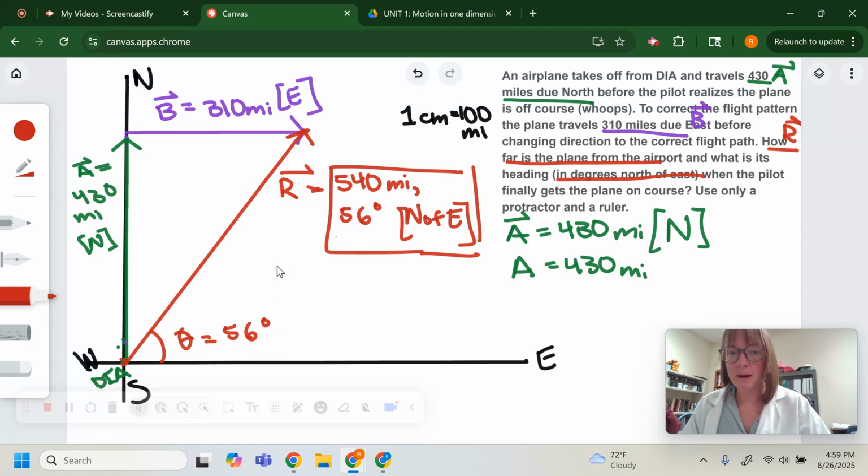That is the first problem. We're now going to go ahead and try working on a second practice problem. Let's go ahead and take a look.